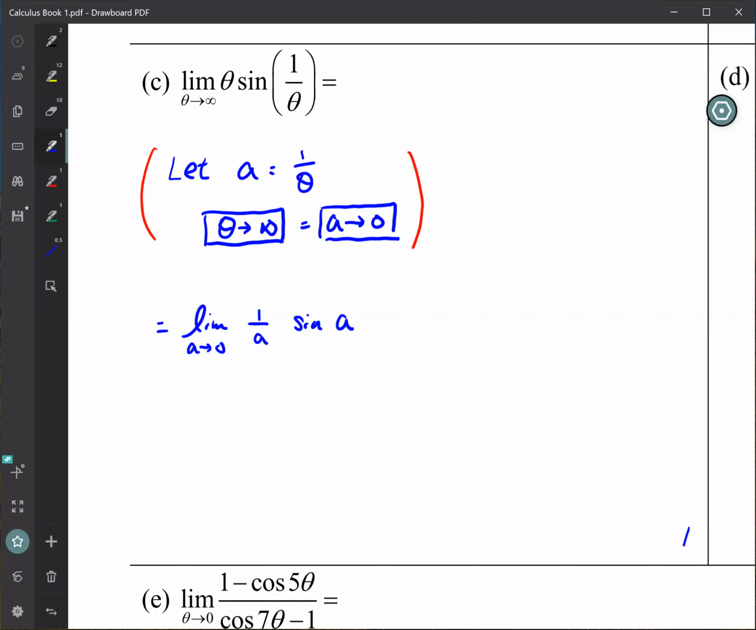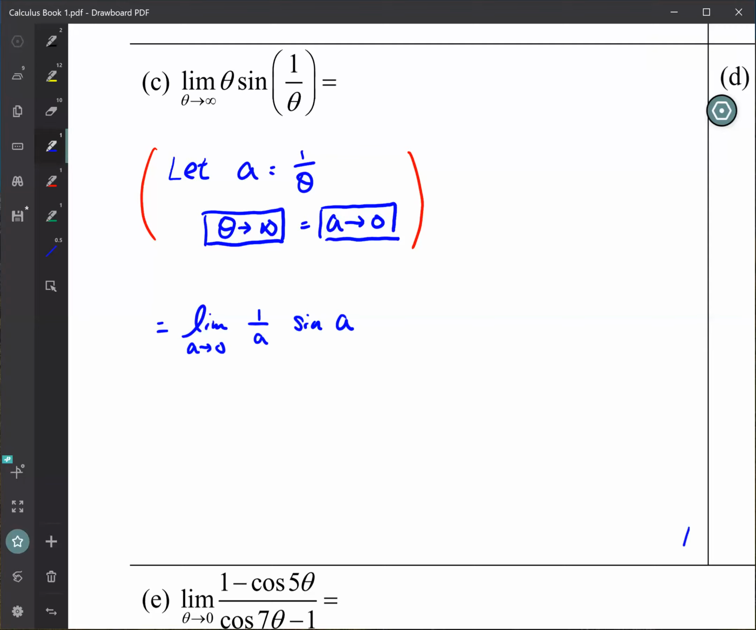I just replaced the 1 over theta with a, because we knew that a approaching 0 is the same as theta approaching infinity. So I just replaced 1 over theta with a. And then for the theta on the left of the sine, I did it so that if you plugged in 1 over a, it would go back to theta. Does that make sense? I don't know.